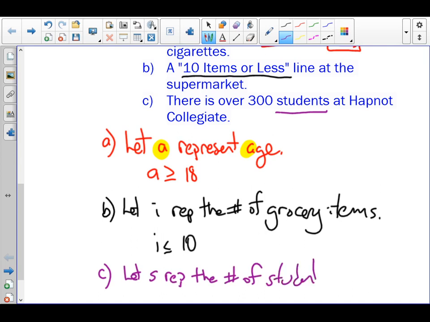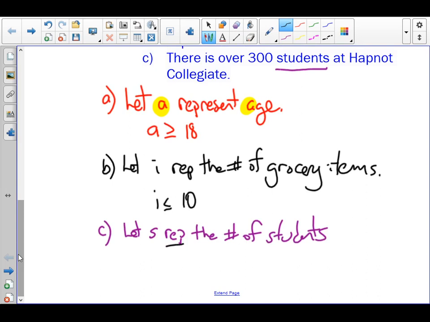In the last two questions, I've used the abbreviated rep. I'm being lazy, or efficient, or both. Instead of writing out represent every single time, I'm just writing down rep. Perfectly acceptable. Okay? So S represents the number of students, and the number in the question is 300.